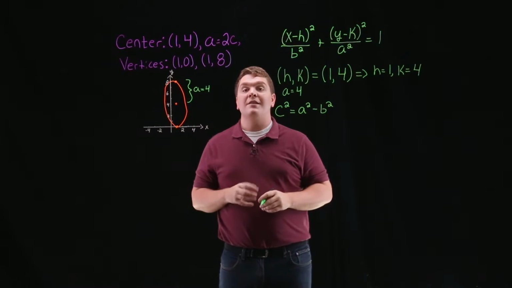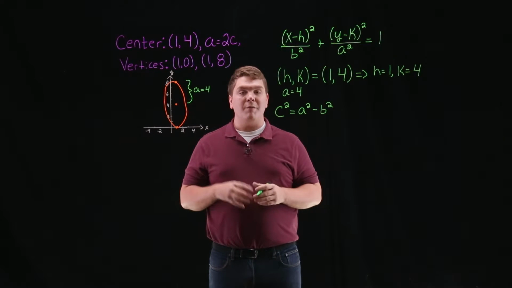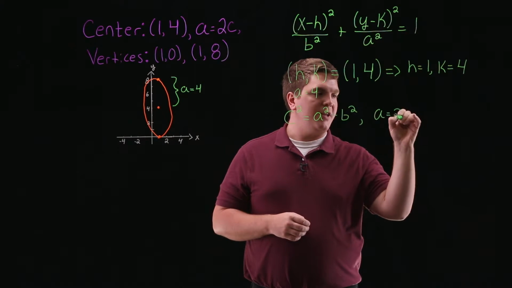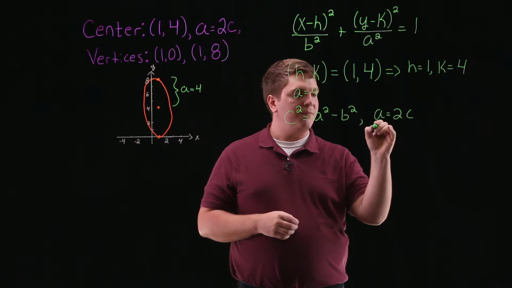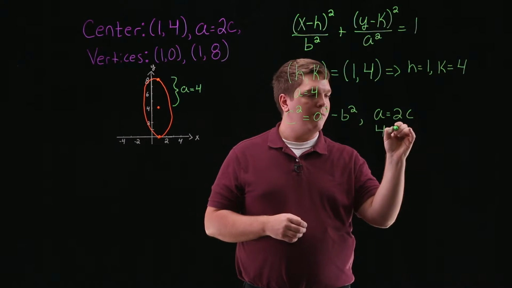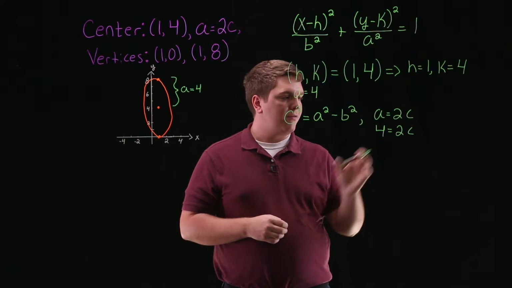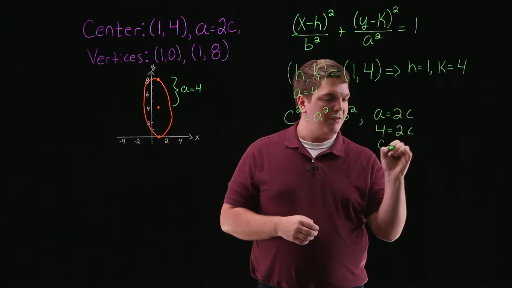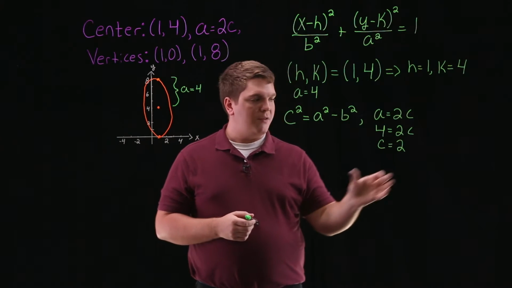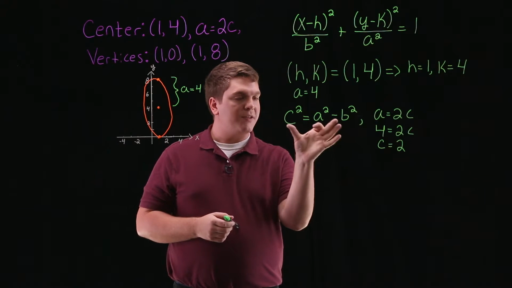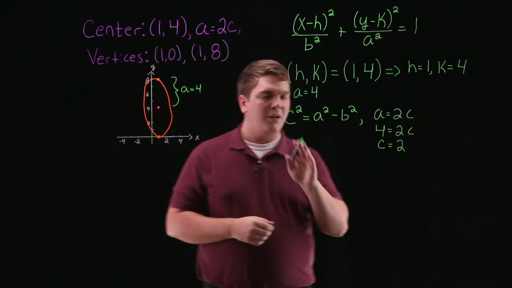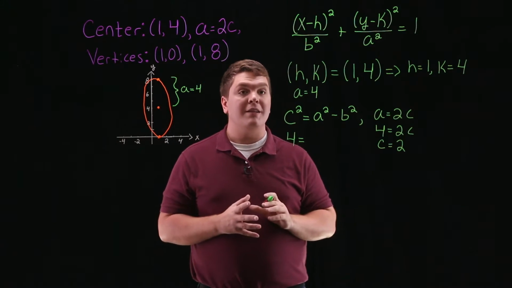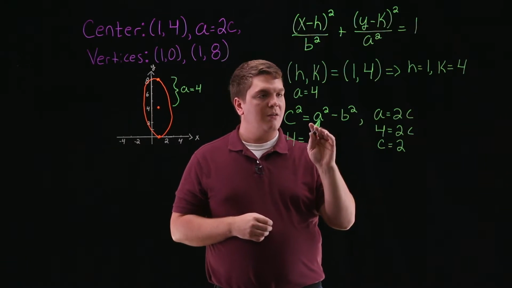Since we know that a is equal to 2c, we can use that information to solve for c. We know what a is, so we'll substitute 4 in for a, and we have that 4 is equal to 2c. Dividing both sides of this equation by 2, we arrive at c equals 2. So now we have a and c solved for, and we can substitute those into this equation to solve for b. c we said was 2, so c squared is 4. a squared is equal to 16, since a was equal to 4.